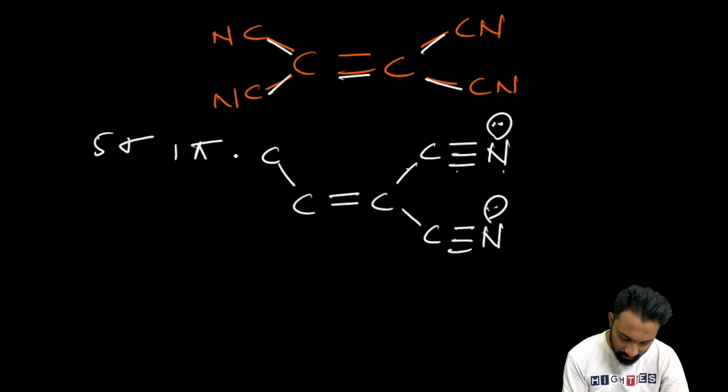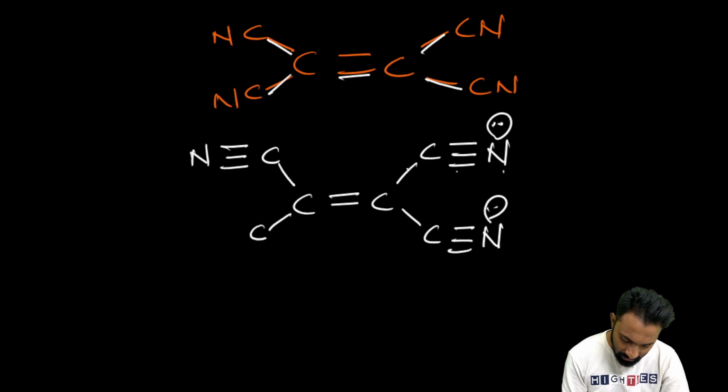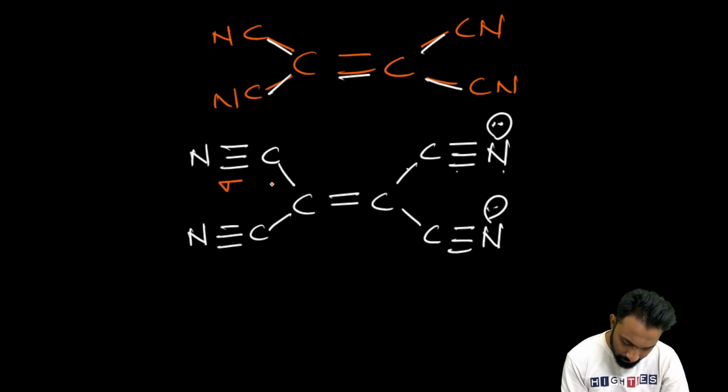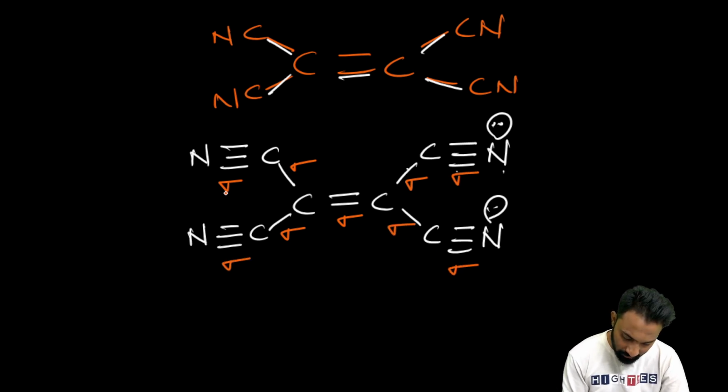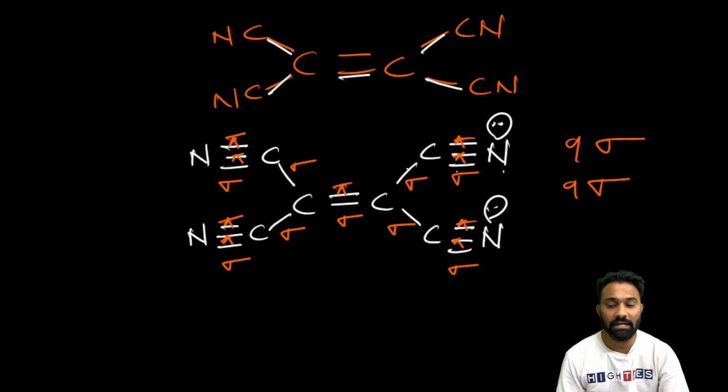Now here, this carbon with the 3 hydrogens. Now here, the carbon with the nitrogen. Done. Clear? You can see this is sigma, this is sigma, this is sigma, this is sigma, this is sigma, this is sigma, this is sigma, this is sigma, and this is sigma. Total how many? 1, 2, 3, 4, 5, 6, 7, 8, 9. 9 sigma. And how many pi? You can see here this is 1 pi, 2, 3, 4, here 5, here 6, here 7, here 8, here 9. Total 9 sigma and 9 pi.